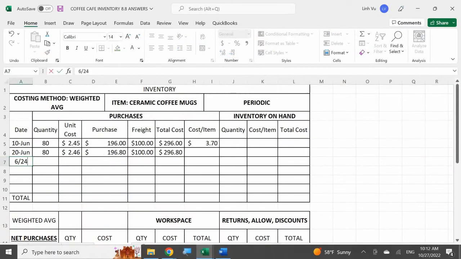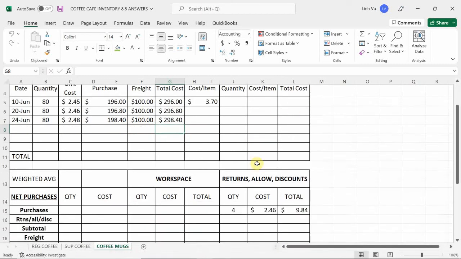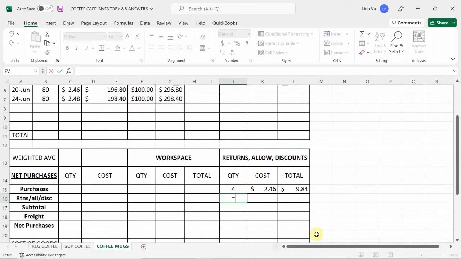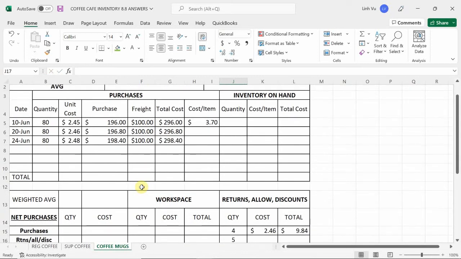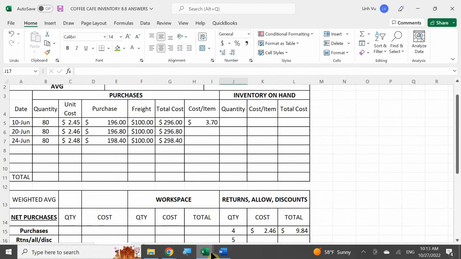We received 80 mugs at $2.48. Okay, with $100 freight, so that gave me $298.40. Now we end up having to return 5 of them. Right? So at what unit price were my coffee mugs at? Because I have to get issued a refund for the cracked mugs.